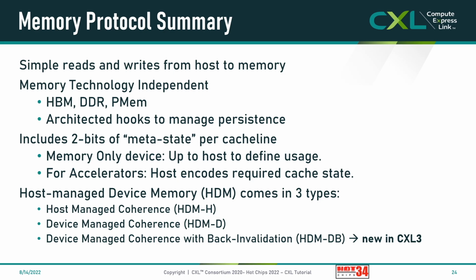And in terms of the host managed device memory that we expose in the protocol, it comes in 3 types. First, like I mentioned, we have host only coherence, the HDMH. We have device managed coherence, HDMD. And then in CXL 3, we've added some extensions on top of HDMD. We call that device managed coherence with back invalidate. That's the HDMDB feature that's new in CXL 3.0.